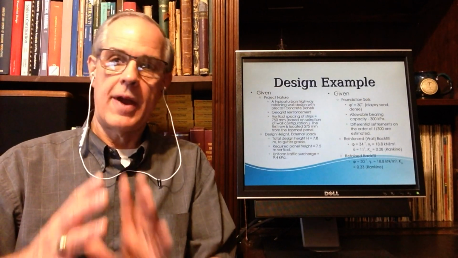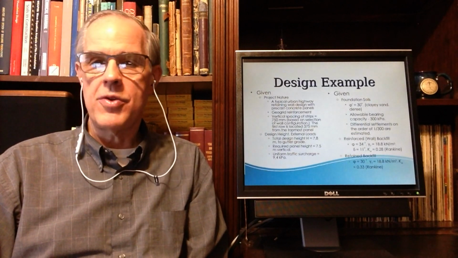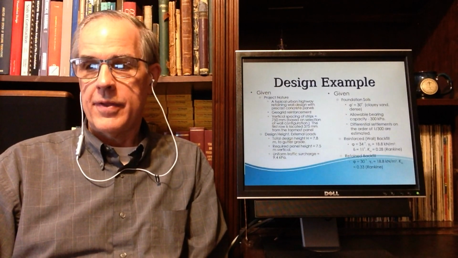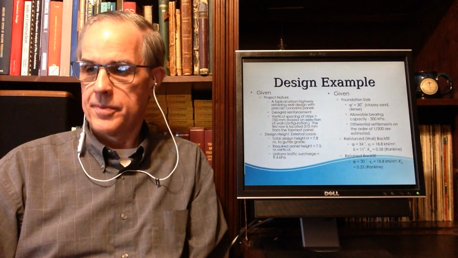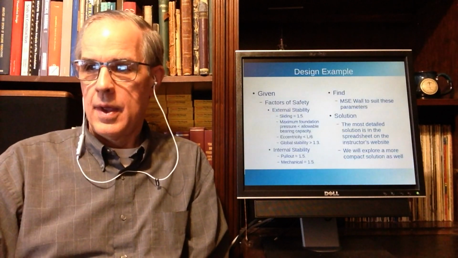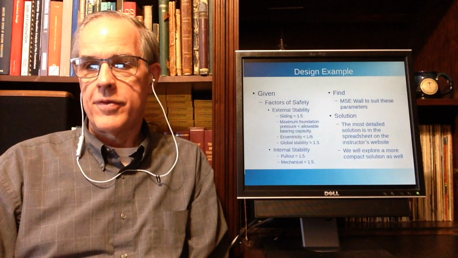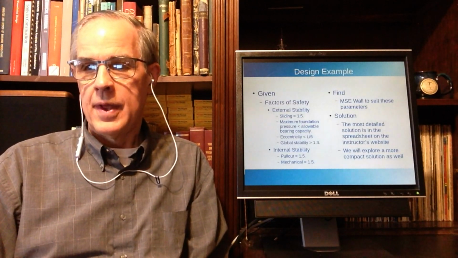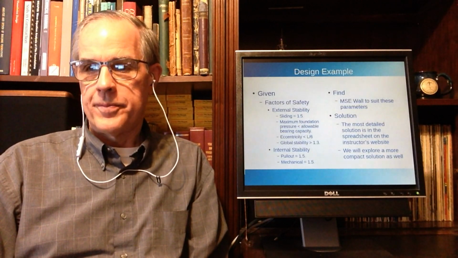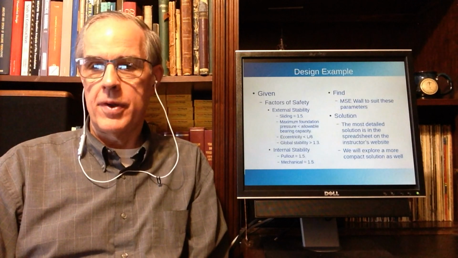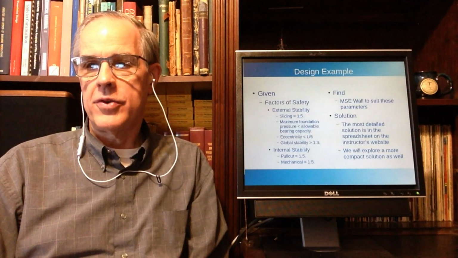The retained backfill, the backfill behind the reinforcement, has a phi of 30 degrees and the same unit weight, but the Rankine earth pressure coefficient is a little higher at 0.33. Okay, general factors of safety: sliding is 1.5, and the ones most important to us are internal stability, the pullout and mechanical, which in this case are both the same at 1.5. And we design the MSE wall to suit these parameters.